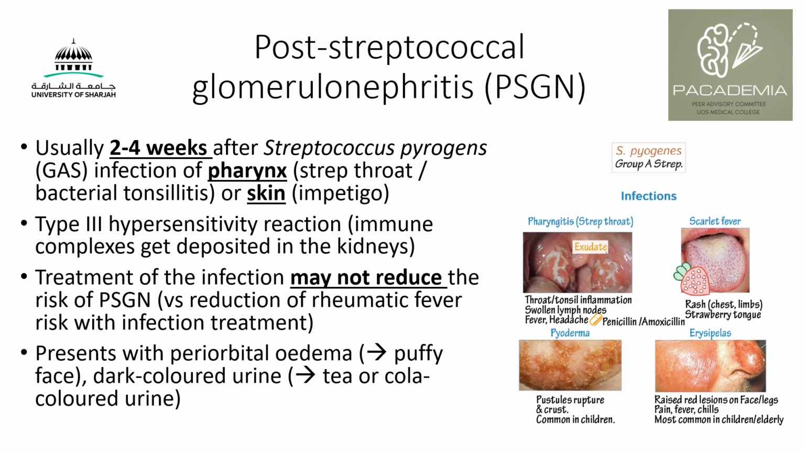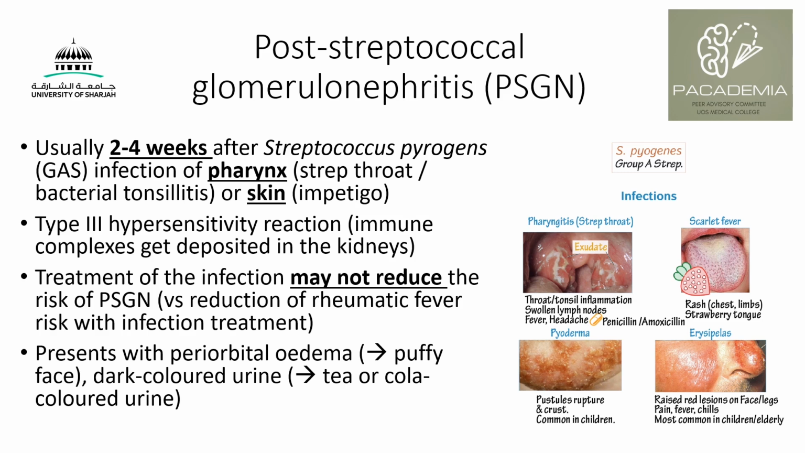The treatment of infection is important also. When a person gets treated for the strep throat or the impetigo or other infections, this may not reduce the risk of post-streptococcal glomerulonephritis, versus the reduction of rheumatic fever risk with infection treatment. So when a person gets treatment for strep throat, this will reduce the risk of rheumatic fever in the future. But this may not be reduced when it comes to post-streptococcal glomerulonephritis. This is important to consider, that the risk may not be reduced, unfortunately. So it can happen in the future.